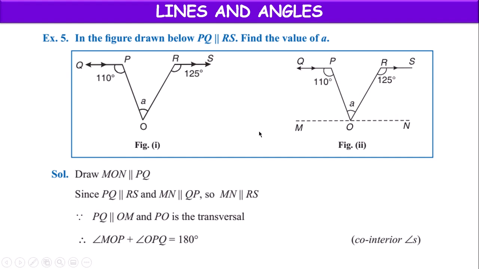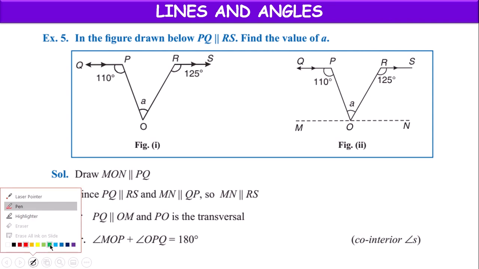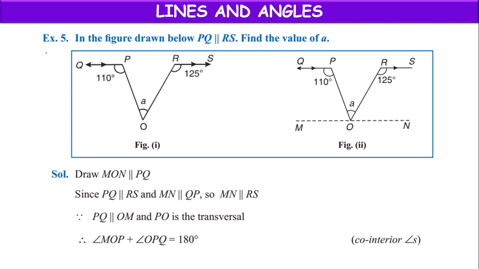We were discussing some example problems, children. Let's continue with them. Now, example 5. In the figure drawn below, PQ is parallel to RS. Find the value of angle A. This angle A we have to find.